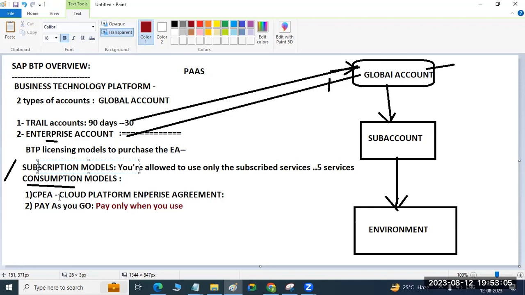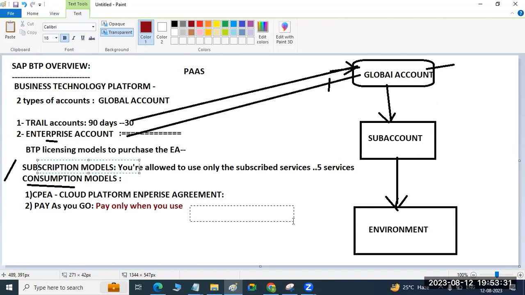That is called the CPEA model, the cloud platform enterprise agreement option. So these are the two options available on the BTP side. Whether you use it or not, they don't care. Annually there is an agreement, you have to take it out, you have to pay the amount. With pay as you go, you pay only for what you use.